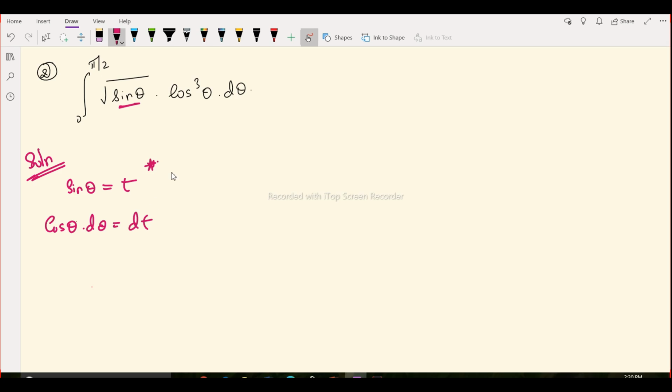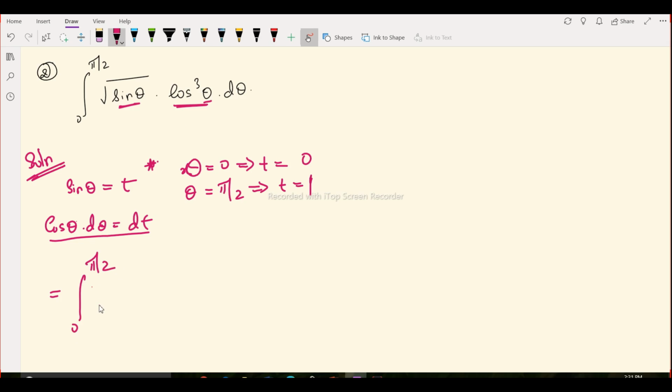Now what about the limits? Here it's theta. When theta is 0, t will be sine 0, which is 0. And when theta is pi by 2, sine pi by 2 is 1, so t is equal to 1. I've got the limits, but I have to manipulate this because I have cos theta d theta and here I have cos cube. So let's make some changes. I'll write 0 to pi by 2 root of sine theta, and cos cube I'll write as cos square into cos, and cos square I can write as 1 minus sine square, into cos theta. Hope you got this step.